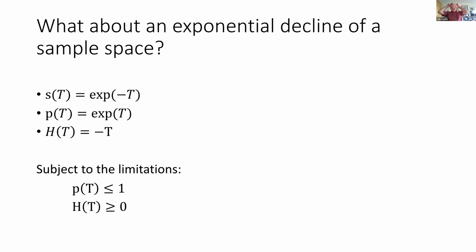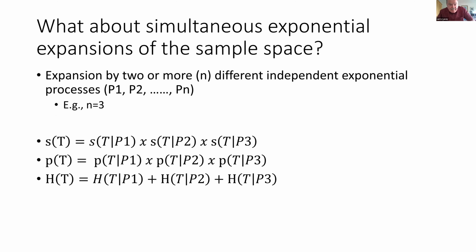Okay, now this is where it gets kind of more interesting. Let's say we got not just a single process, but we got a series of processes. And let's assume there are simultaneous processes. It could be any number of processes, but let's assume it's 3 processes. Process 1, process 2, process 3. There are simultaneous independent processes. Okay, the key word here is independent.